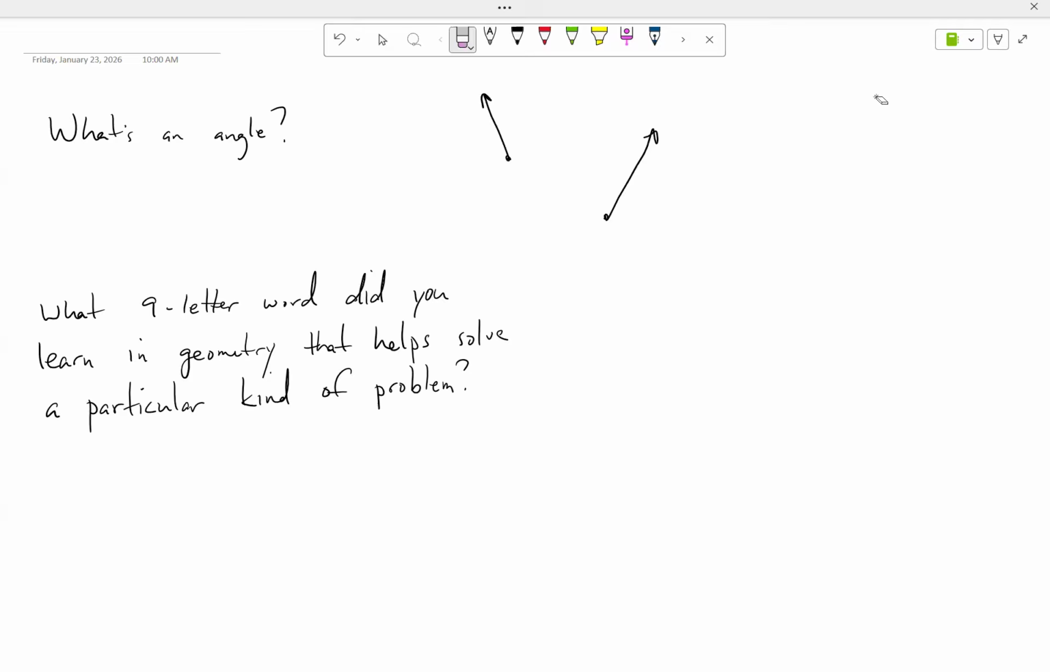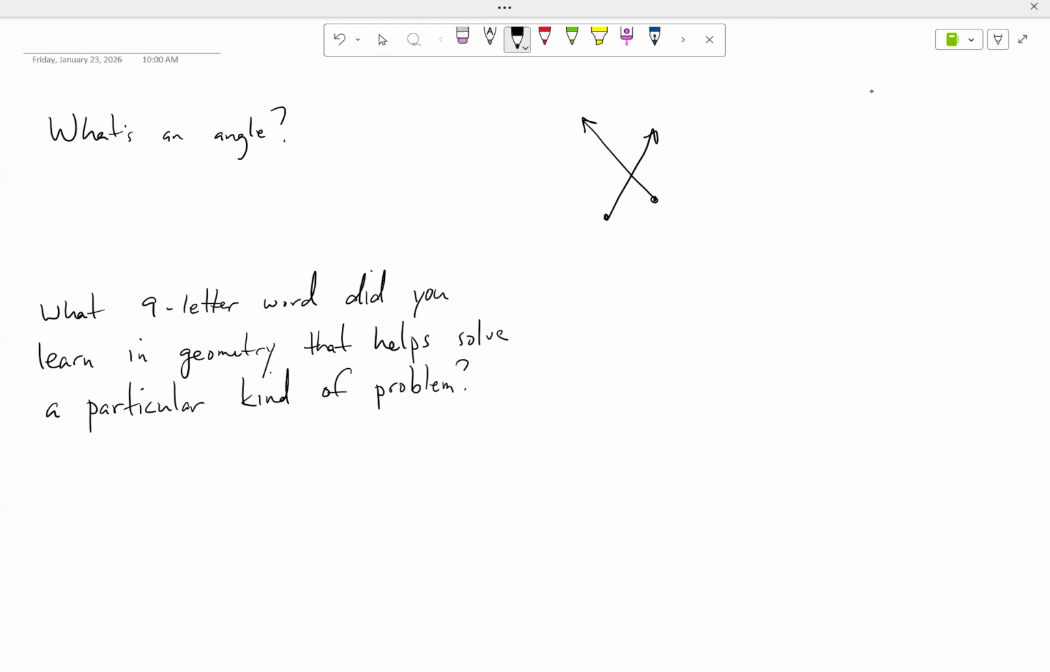That may be the measure of the angle, like how big that is. And a circle could help. Okay, so I could draw a circle. They have to be intersecting like this, right? So that's an angle.